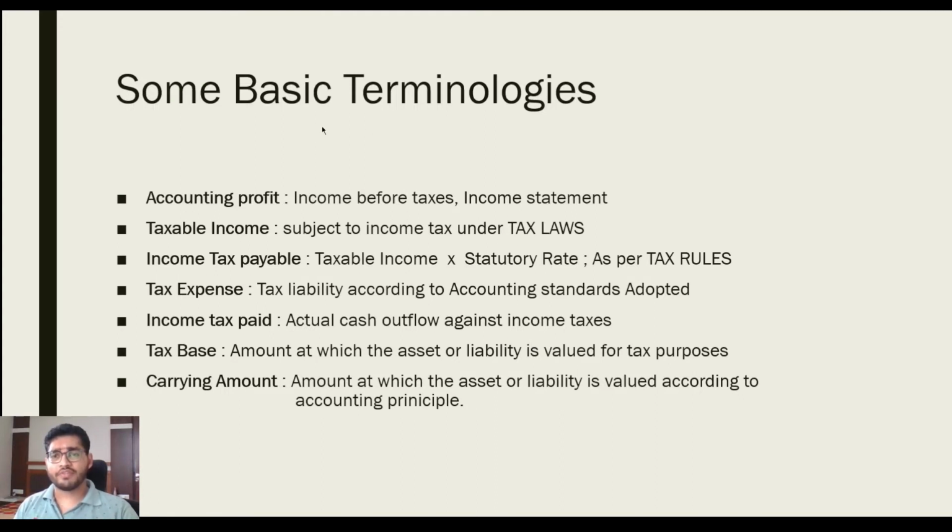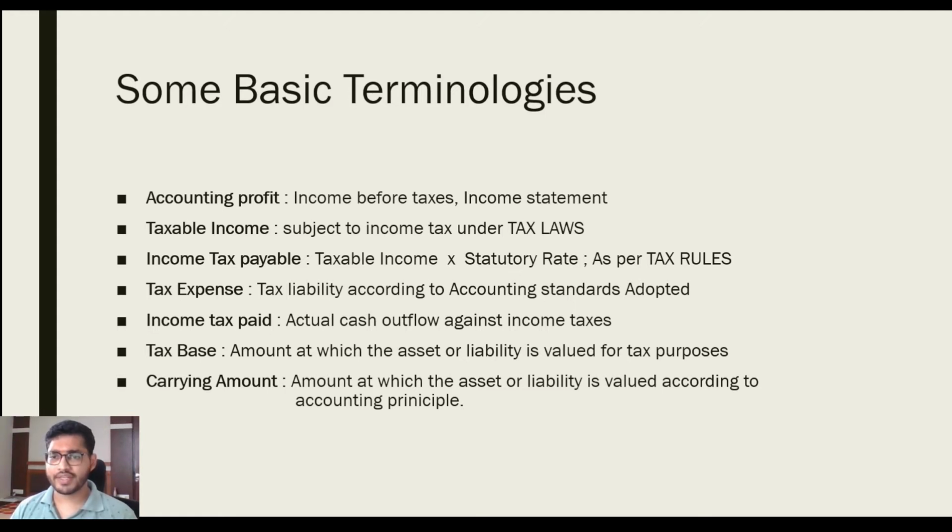Before we dive into deferred tax assets and liabilities, we must understand some basic terminologies. Let us go through this. The first one is accounting profit. This is nothing but the income before taxes we see in the income statement. Accounting profit is just another term for pre-tax income. The second is taxable income. Taxable income is the income which is subject to income tax under tax laws. So this is the part of the income which has to be paid to the income tax authority.